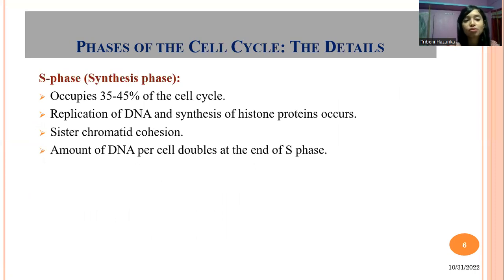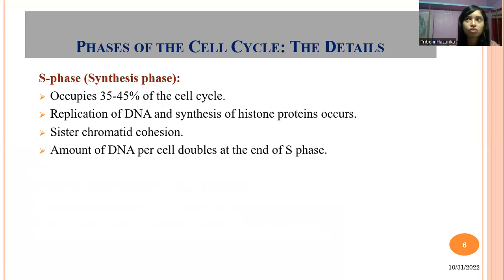Then the S phase, which is also known as the synthesis phase, occupies 35 to 45% of the cell cycle, as mentioned here. During this phase, replication of DNA and synthesis of histone proteins occurs. The most important part of S phase is sister chromatid cohesion. During the S phase, the sister chromatids are held together by the process of cohesion with the help of a protein complex called cohesin.